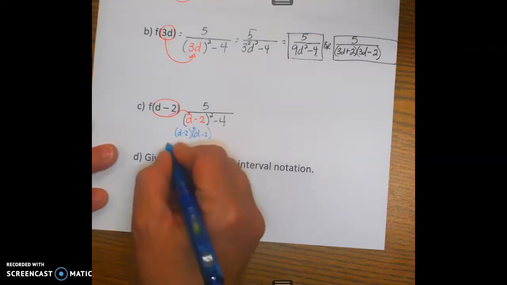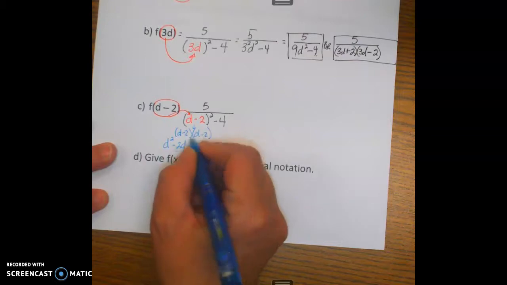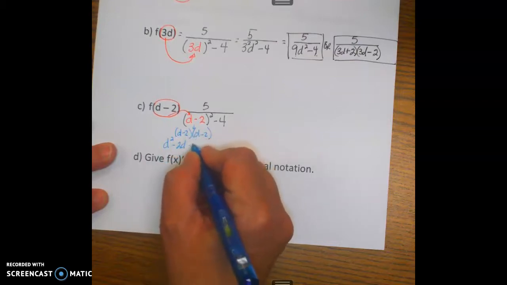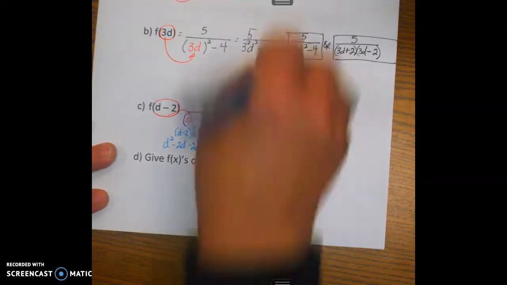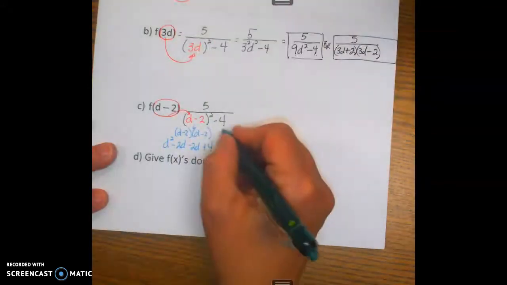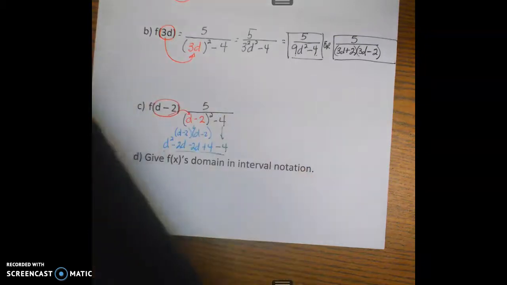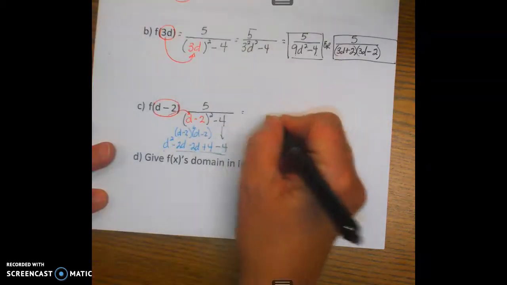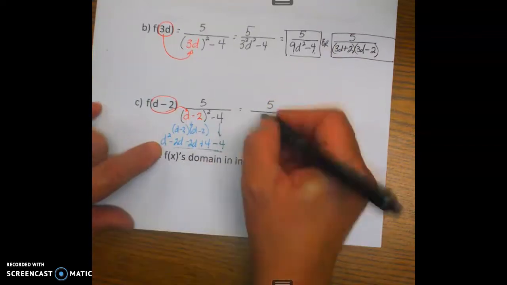So d times d is d squared. d times minus 2 is minus 2d. Minus 2 times d is minus 2d. And negative 2 times negative 2 is plus 4. And then I still also have this minus 4 here. This is my denominator. So if I rewrite this and combine like terms, I've got d squared.